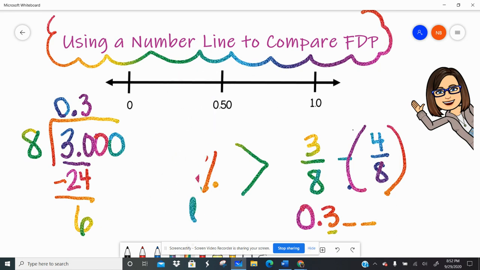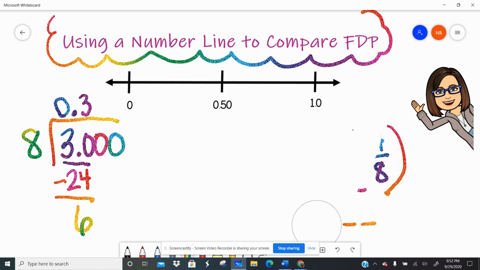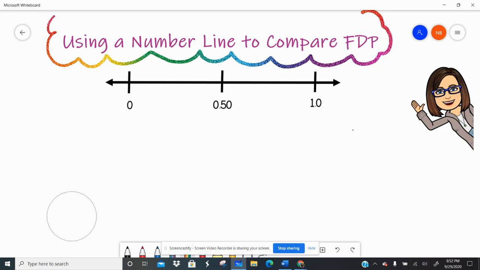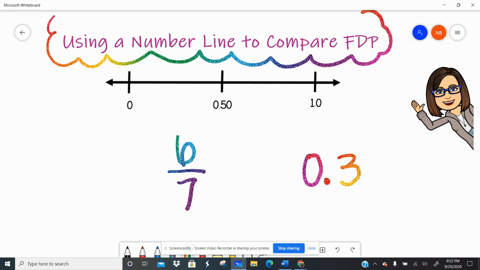All right, let's look at one more. So let's say I have 6/7. Ooh, sevenths are not my favorite. And compare that to 0.3, or 3/10, right? So let's see.